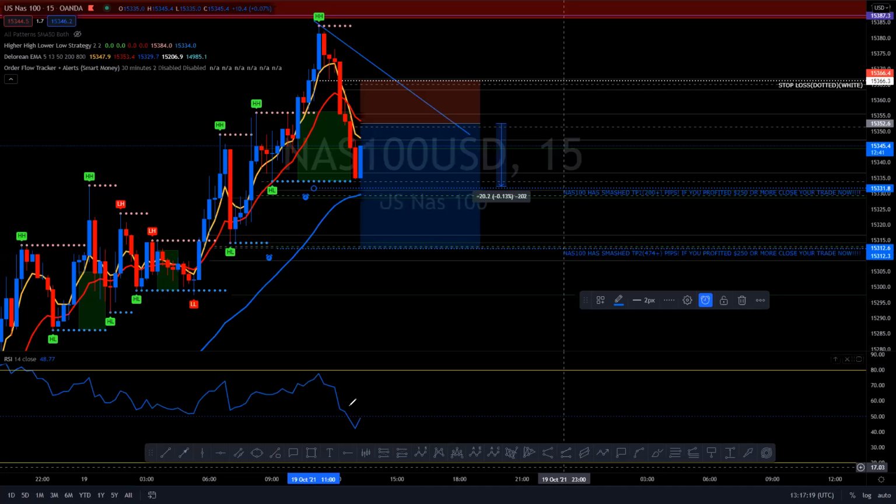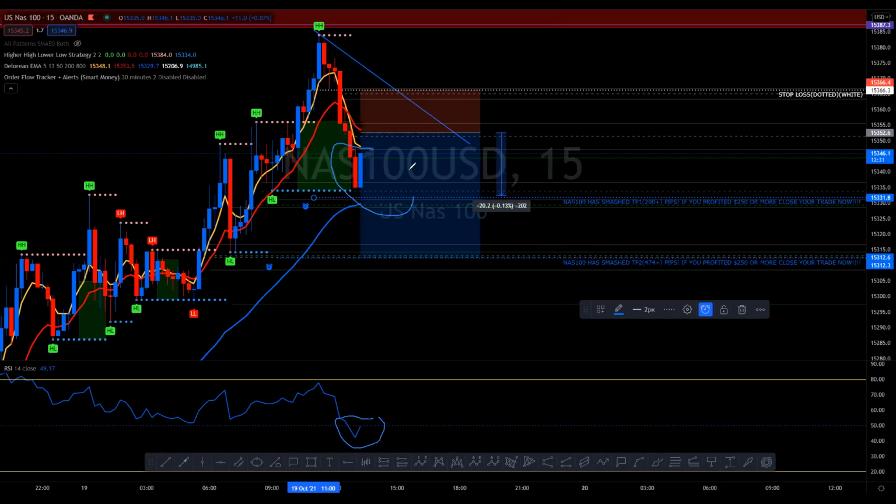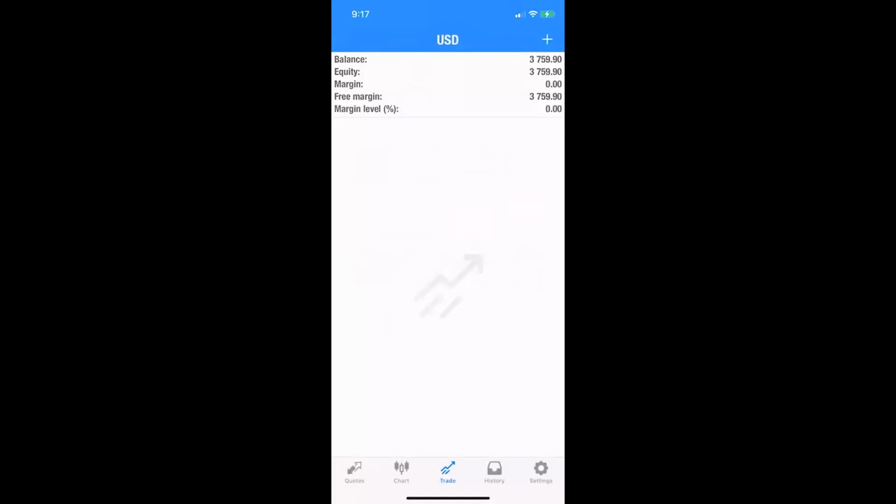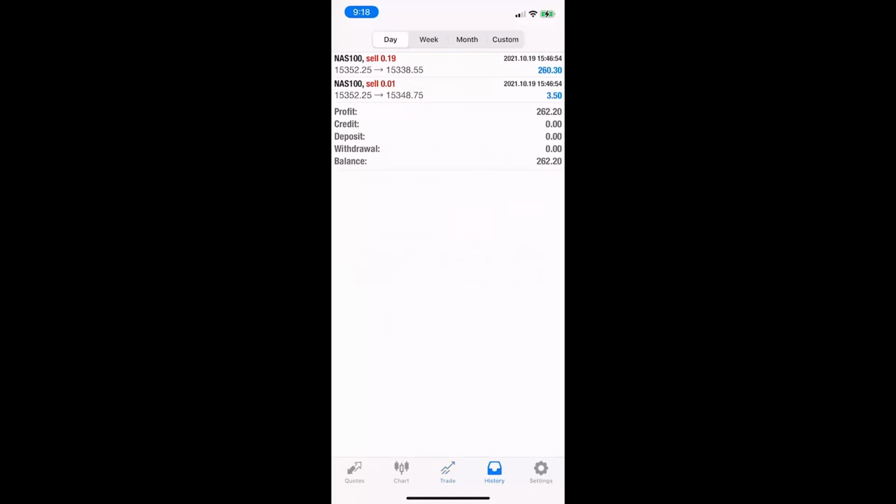Looking at the RSI here, it looks like this is a reversal or maybe a huge pullback. So up $33 in profit, I'm just going to go ahead and close this partial trade at $3. So now let me go back to my MetaTrader 4 here. So $262 profit. So that's not bad.